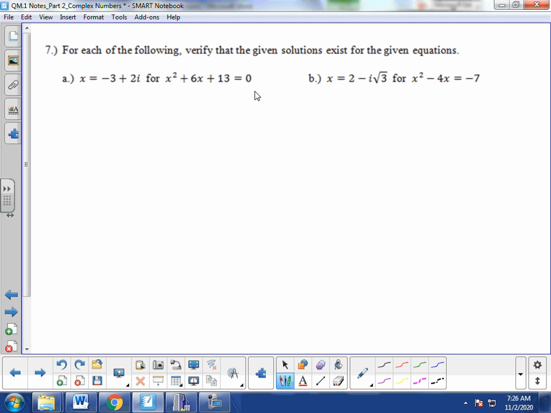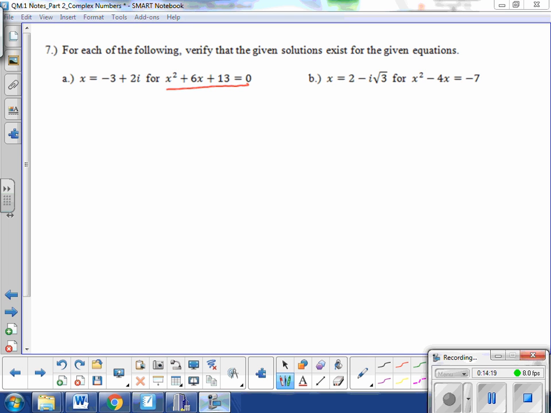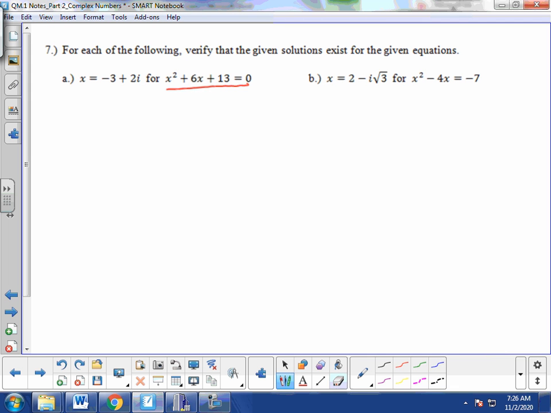Well, we want to verify, meaning we want to show that this is true. So what we can do here is we can substitute in the value that they give us for x and see if this equation is going to equal 0. So the equation is supposed to equal 0. If it does, then this problem works. If it equals anything other than 0, then we know that this value for x is not a solution. So let's go ahead and let's substitute.